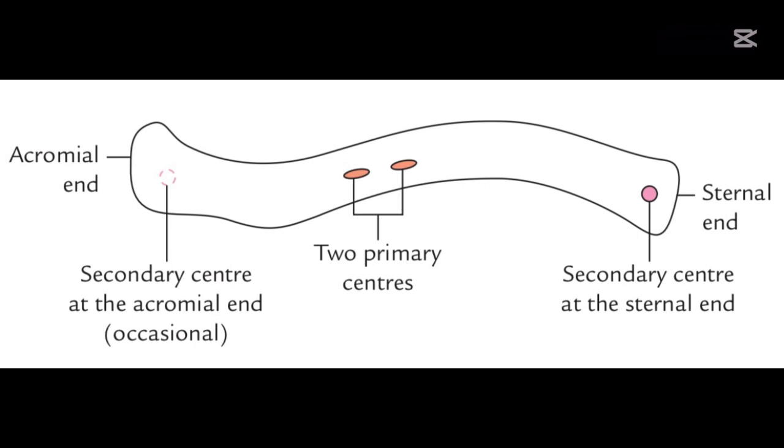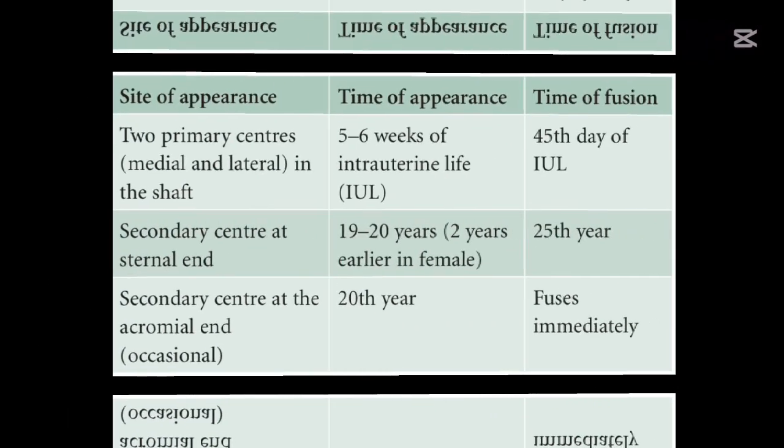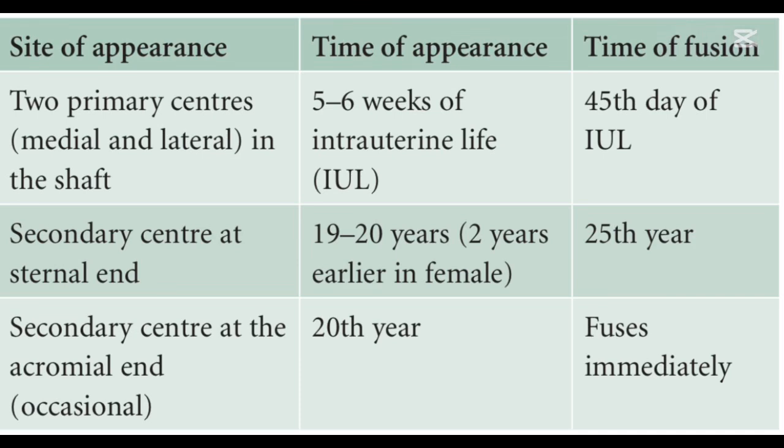Membranous ossification, except for the sternal or medial end that ossifies with endochondral ossification. Don't forget, the clavicle ossifies with membranous ossification, except for the medial end that ossifies with what? Endochondral ossification. And the primary center ossifies between 5 to 6 weeks of intrauterine life, which is the first bone to be ossified.